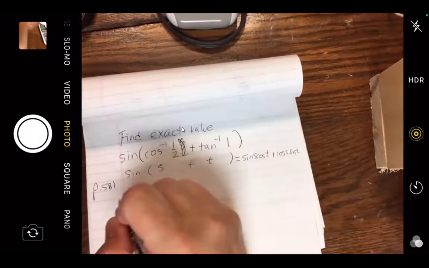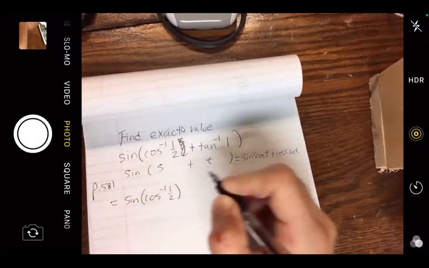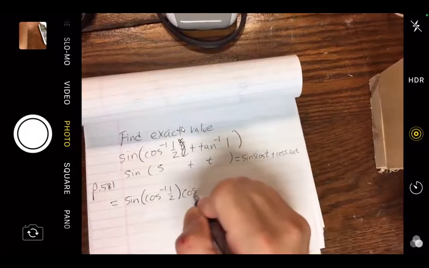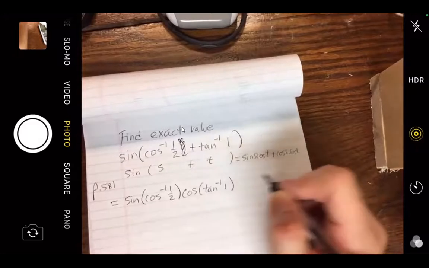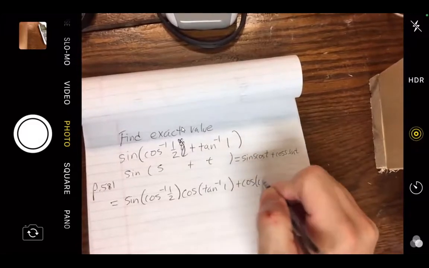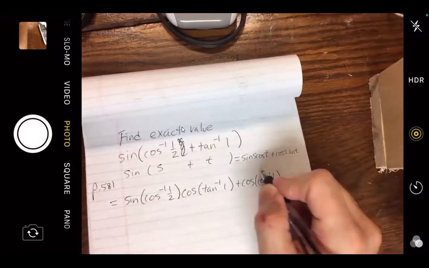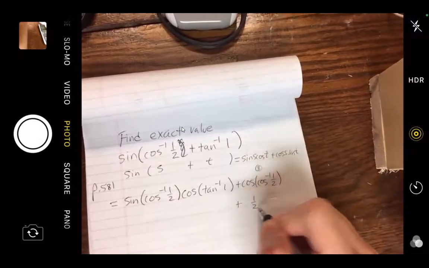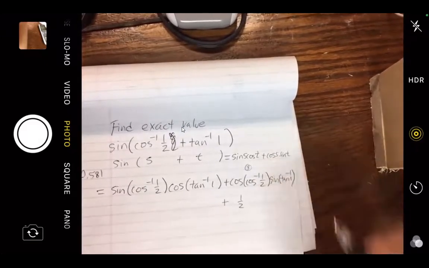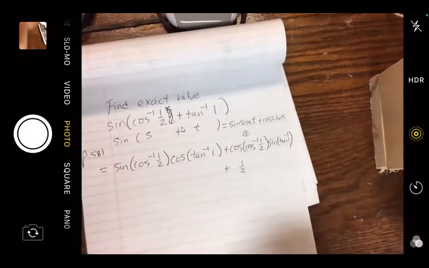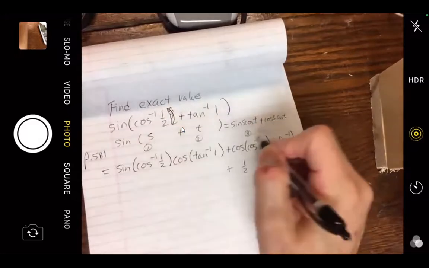All right, so filling this in, that's going to equal sine of arc cosine of 1/2, times cosine of arctangent of 1, plus cosine of arc cosine of 1/2. You see that's easy? Cosine of arc cosine, that piece 3, that's going to be just 1/2. And then sine of arctangent 1.